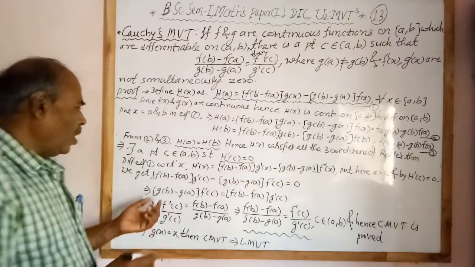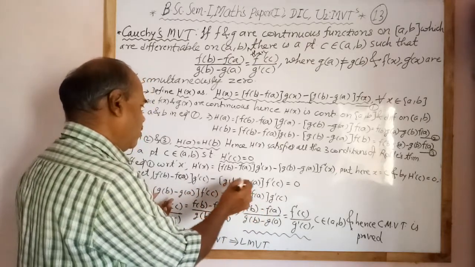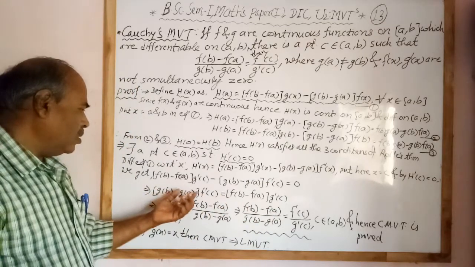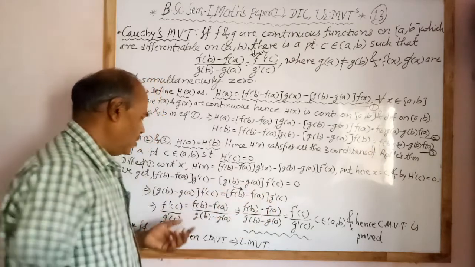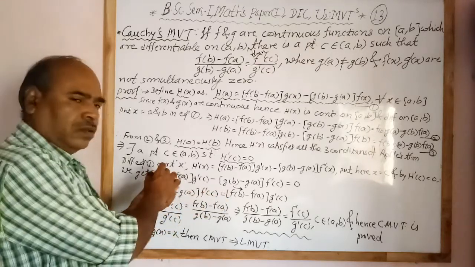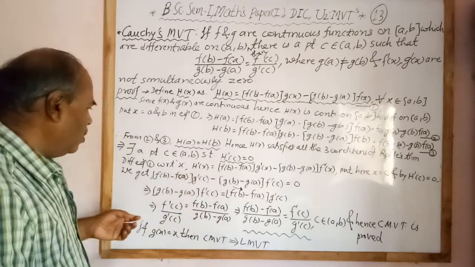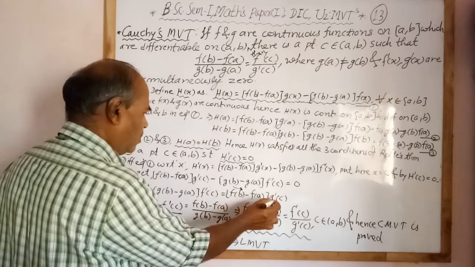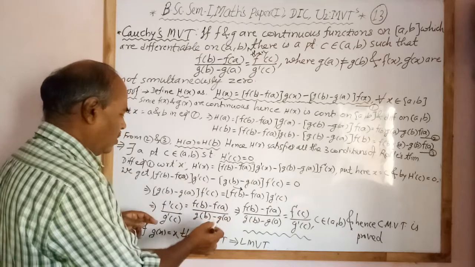Now take one term to the other side, therefore we have (g(b) minus g(a)) into f dash of c. We take this second term on the right hand side, therefore we get (g(b) minus g(a)) into f dash of c equal to the left hand side (f(b) minus f(a)) into g dash of c. Now dividing the equation by cross dividing by g dash of c, here this bracket gets divided on the right hand side.